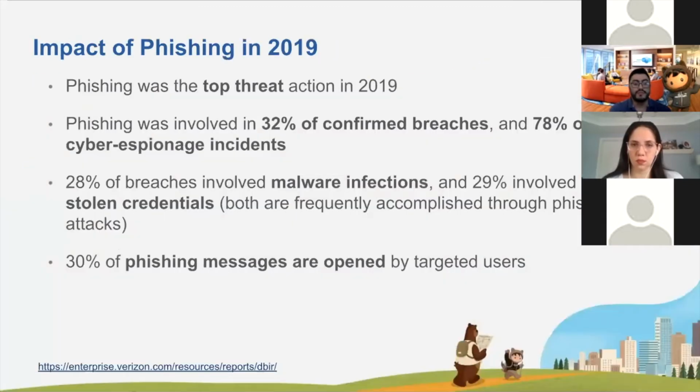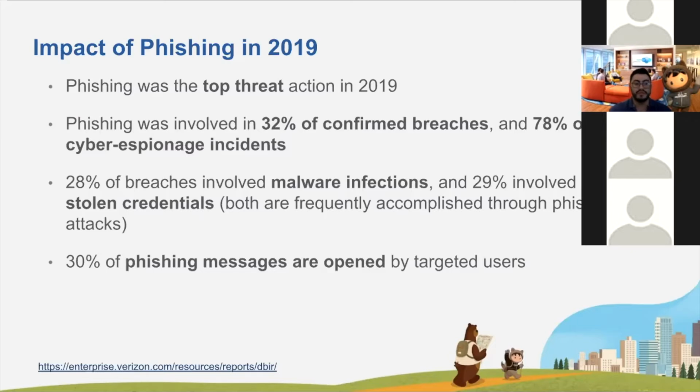So phishing, we have some data from 2019 that phishing was the top threat, and it continues to be throughout the years the top threat. It was involved in 32% of confirmed breaches and 78% of cyber espionage incidents. 28% of breaches involve malware infections, and 29% involve the use of stolen credentials. Both are frequently accomplished through phishing attacks. 30% of phishing messages are opened by target users.